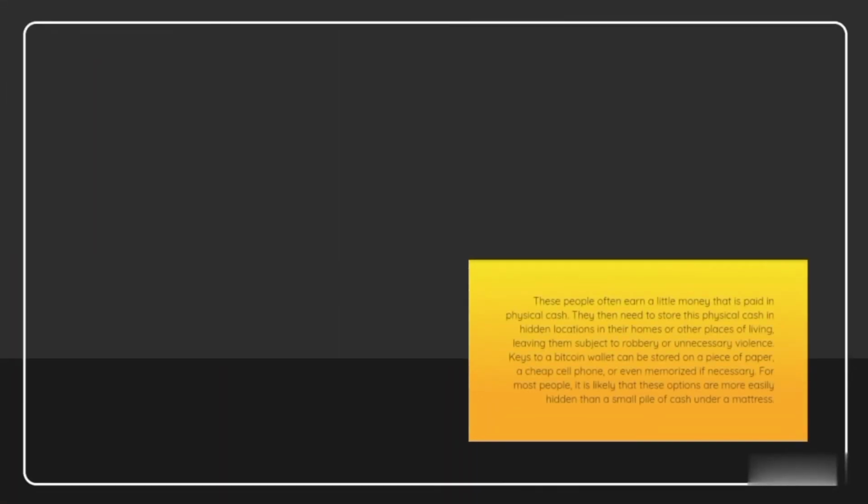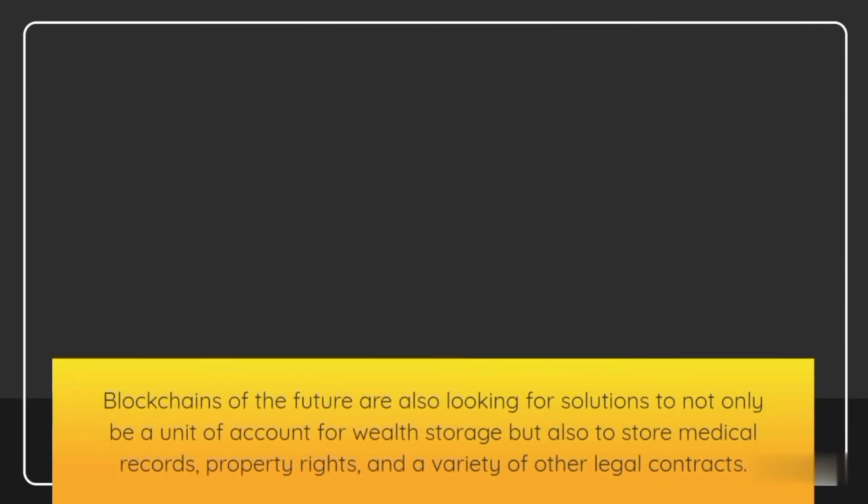These people often earn a little money that is paid in physical cash. They then need to store this physical cash in hidden locations in their homes or other places of living, leaving them subject to robbery or unnecessary violence. Keys to a Bitcoin wallet can be stored on a piece of paper, a cheap cell phone, or even memorized if necessary. For most people, it is likely that these options are more easily hidden than a small pile of cash under a mattress. Blockchains of the future are also looking for solutions to not only be a unit of account for wealth storage but also to store medical records, property rights, and a variety of other legal contracts.